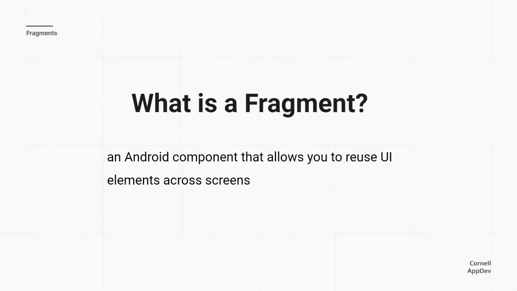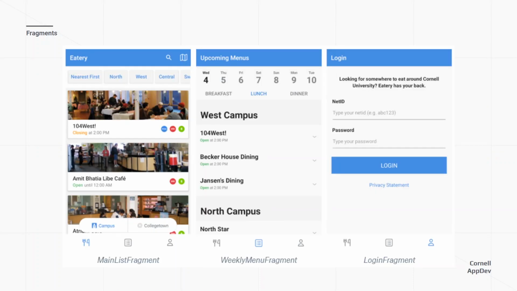So we've been name dropping fragments a lot throughout the semester. Basically, a fragment at its very core is an Android component that allows you to reuse different UI elements across screens. So here is a screenshot of the 3 different screens on Eatery. These 3 screens actually represent 1 activity and 3 fragments, and that 1 activity is reused across all 3 screens.